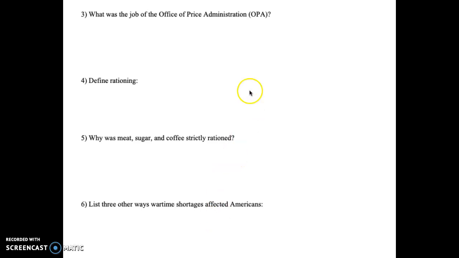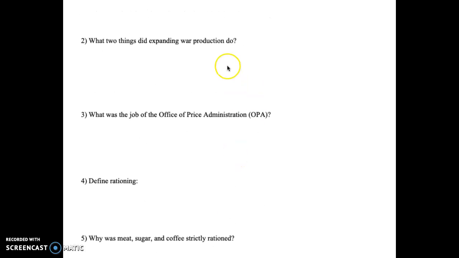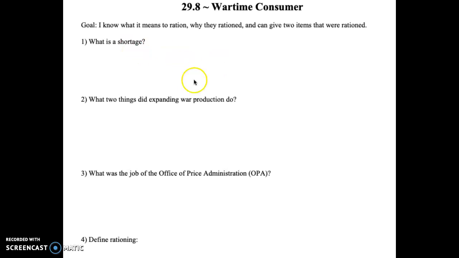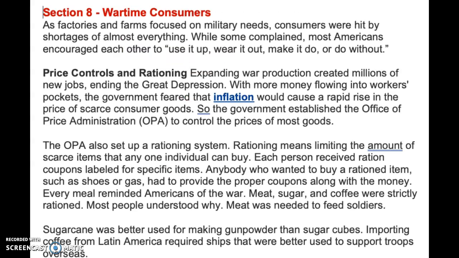So as you're reading, anytime you come across information that is going to answer one of these 6 questions, you're going to highlight it. So for your third question, it asks what was the job of the OPA, which is the Office of Price Administration. If we come down here, we'll see that the government established the Office of Price Administration, the OPA, to control the prices of most goods. So we'll highlight that because it's starting to explain what they did. It also says the OPA set up a rationing system. So that is also something that is answering the question right here.